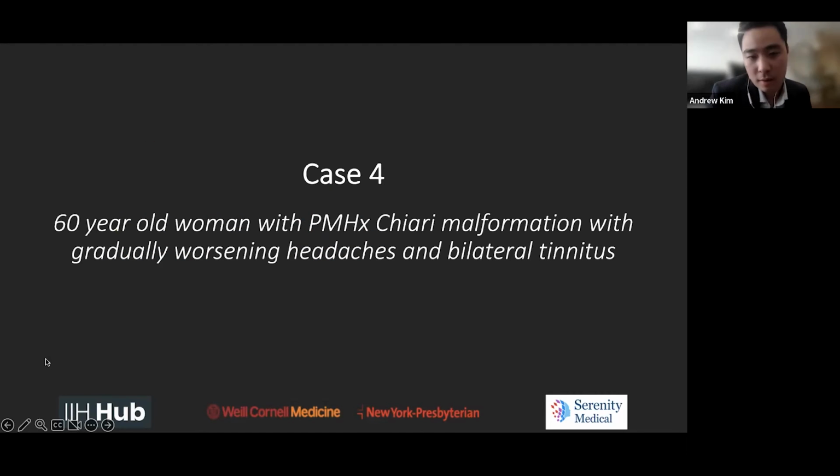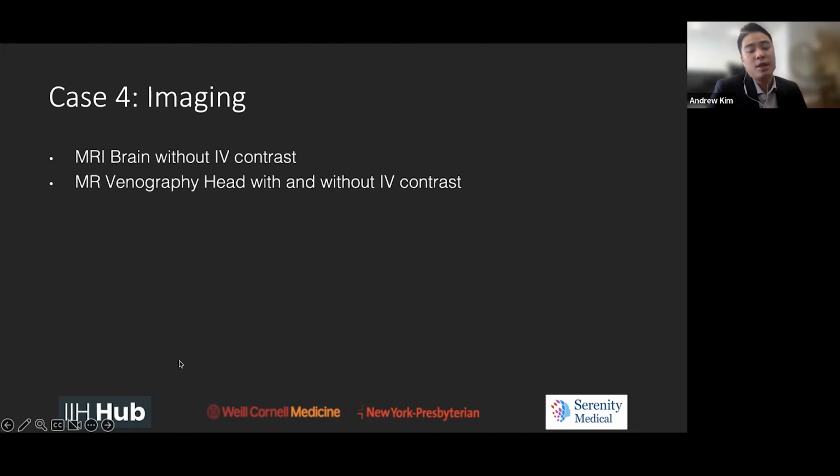So we'll now get to our last case here, who was a 60-year-old woman with a history of Chiari 1 or Chiari malformation. It was actually exactly a Chiari 1.5 malformation, but we don't have to go into the detail, with gradually worsening headaches and bilateral tinnitus. So this patient ended up getting an MRI brain without IV contrast and MR venography of the head with and without IV contrast.